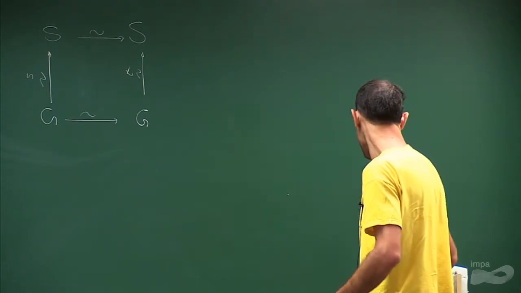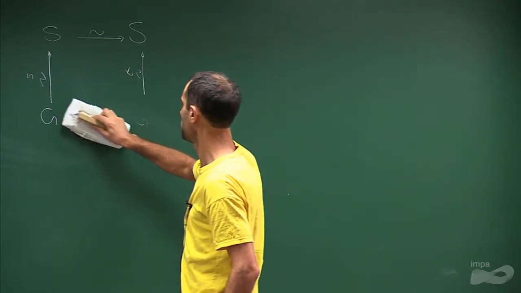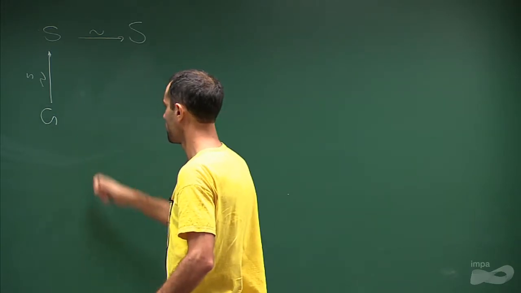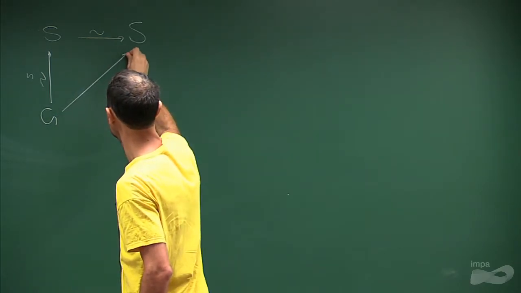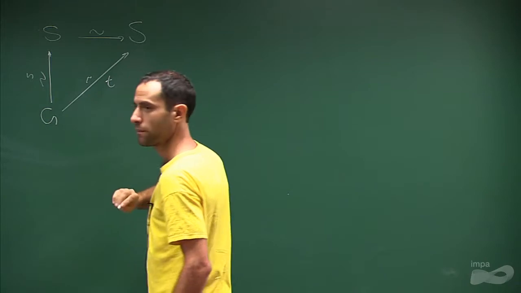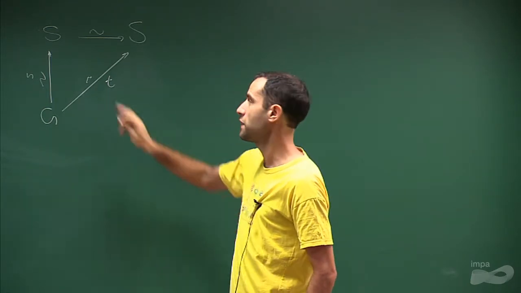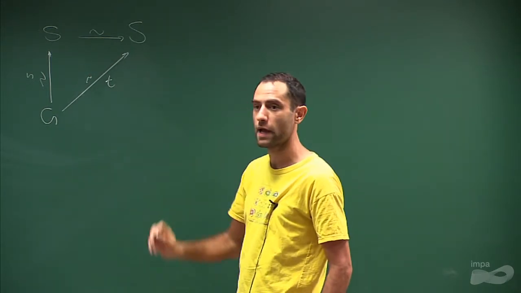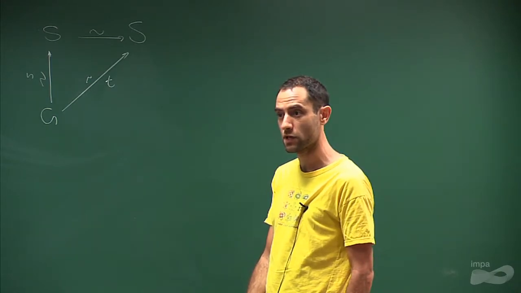Or put it in a different way, you can just make this one the identity. And this is the unique isomorphism that makes this diagram commute. And is it clear that there exists such an isomorphism?